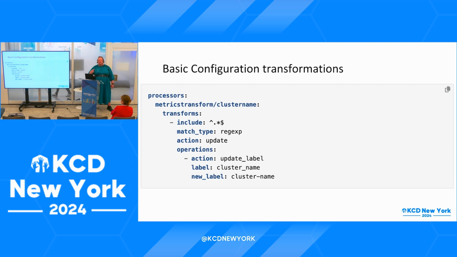So let's talk about basic configuration transformations. So in this example, this is one of many, many code slides that I promise we don't have to parse in full. What this one is doing is it's saying, hey, anything that includes the following value, change its label. So if its label is cluster underscore name, change it to cluster dash name. Pretty straightforward, right?